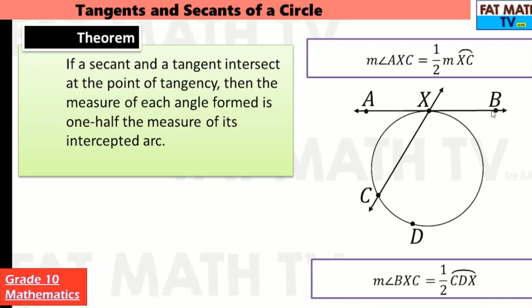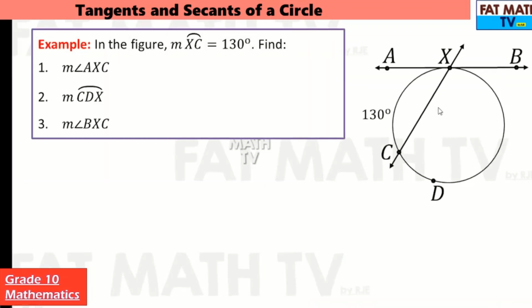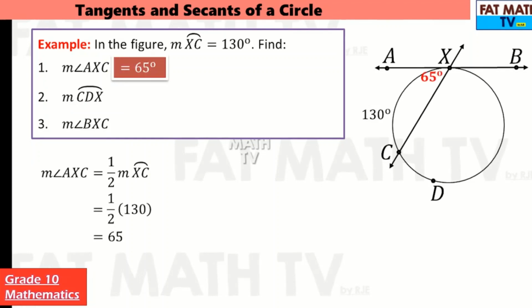And for the measure of angle BXC, that's half of this arc also. Half of CDX. So in the figure here, we have a measure of arc XC, this one, is 130. Find the measure of angle AXC. So AXC is just half. So half of 130 is 65. So 65 degrees.